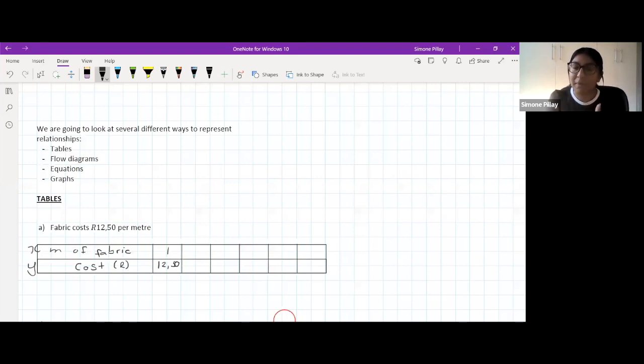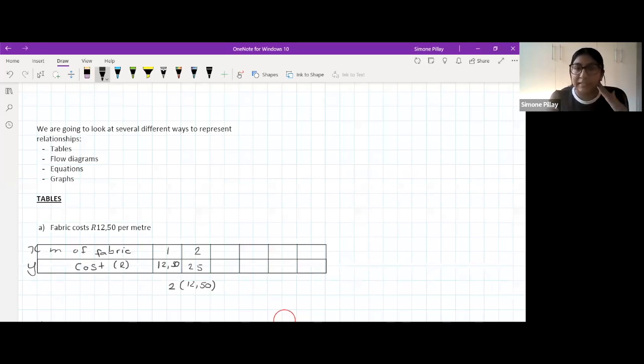So how do we get my cost? I take the meters of fabric that I'm buying and I multiply it by my cost per meter. And then I get my total cost. Let's look at another example. If I buy 2 meters of fabric, how am I going to calculate that? I'm going to take my 2 meters of fabric and multiply it by 12 Rand 50. And when I multiply by 12 Rand 50, I get 25 Rand.